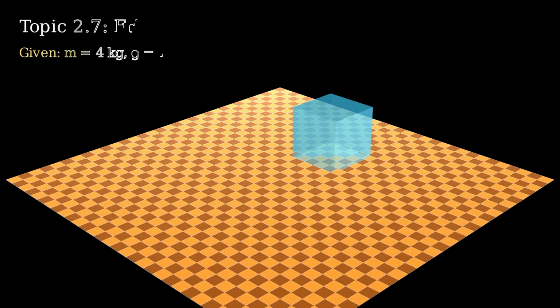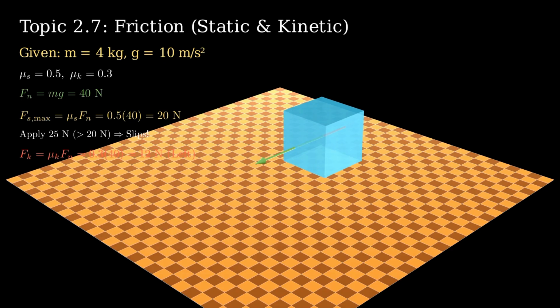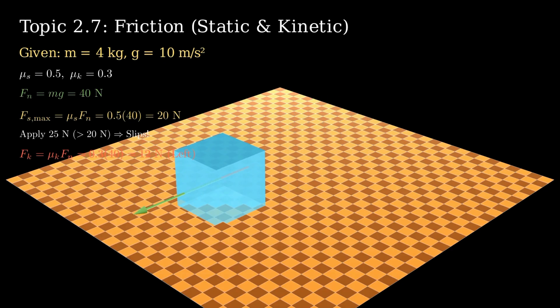Let's view the transition from static to kinetic friction in a 3D example. First, we determine the maximum static friction limit, which is calculated to be 20 newtons. Applying a 15 newton force fails to break this limit, meaning the block remains stationary. Increasing the force to 25 newtons exceeds the limit. The block slides, and weaker kinetic friction takes over.